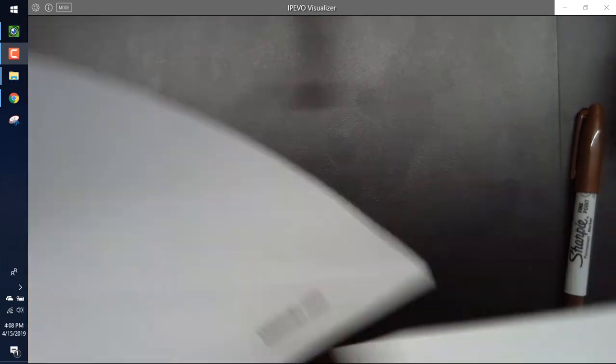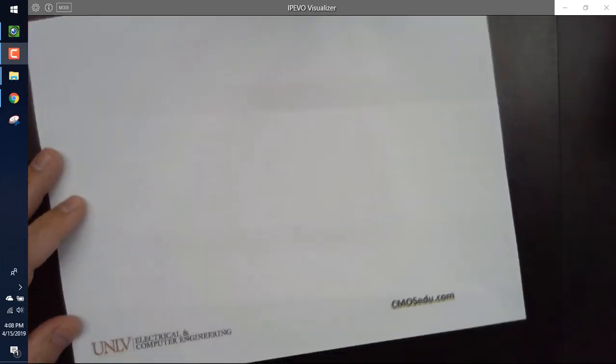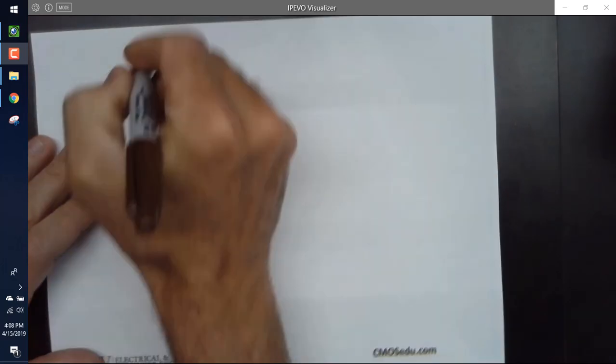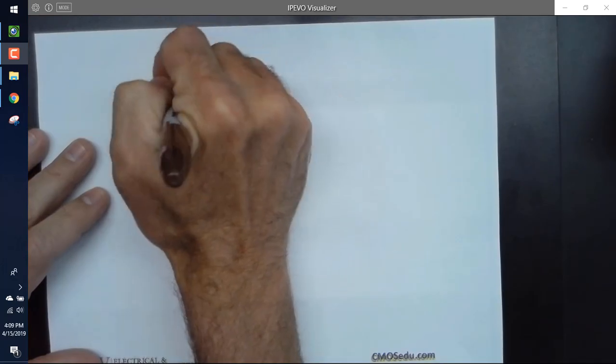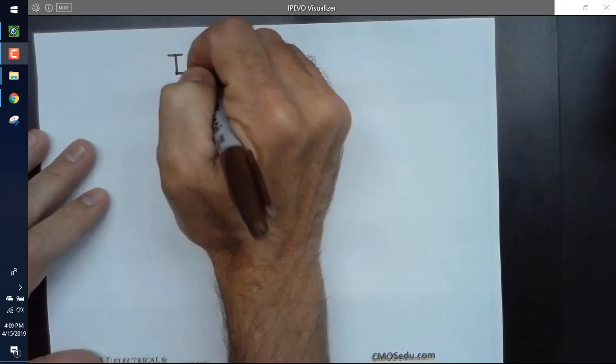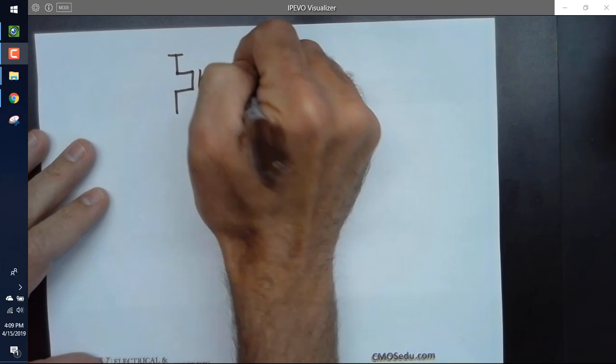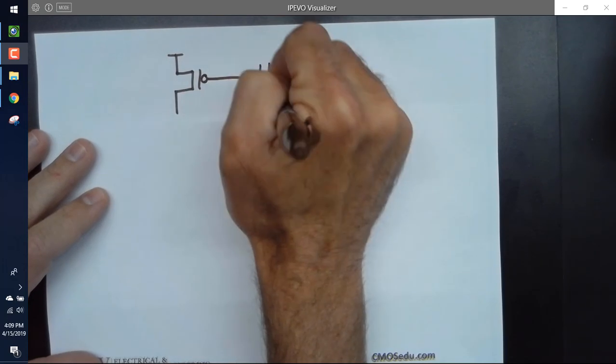So now I'm going to do an example for you. Let's take the following circuit, which I'm going to use just the beta multiplier as an example. And I've got my nice little bias circuit here.